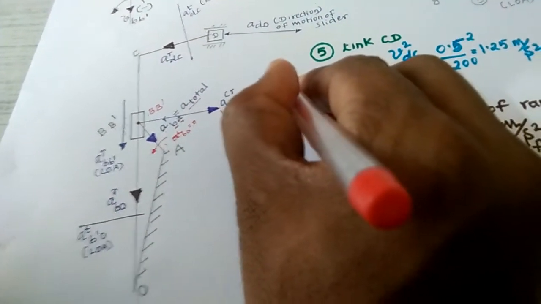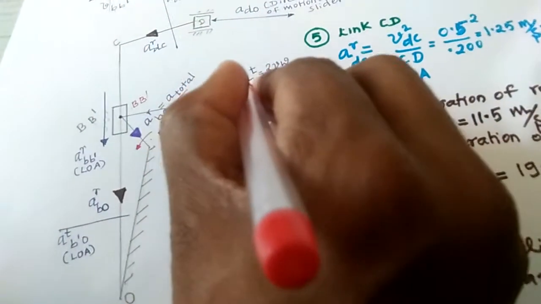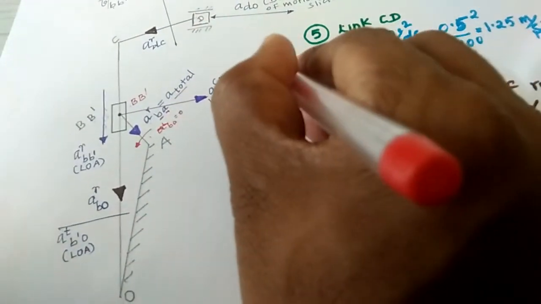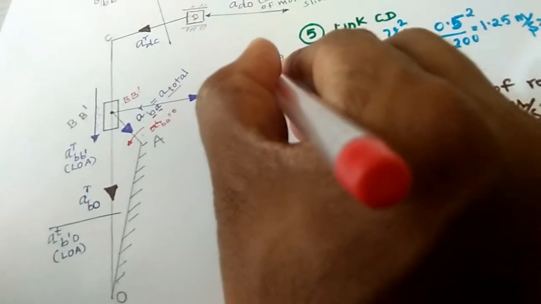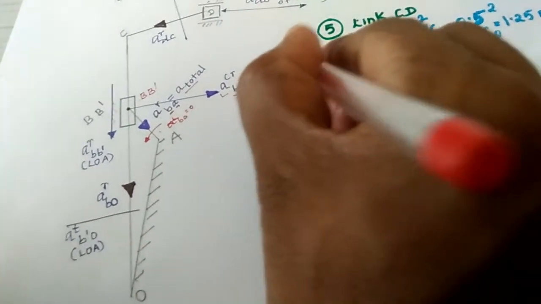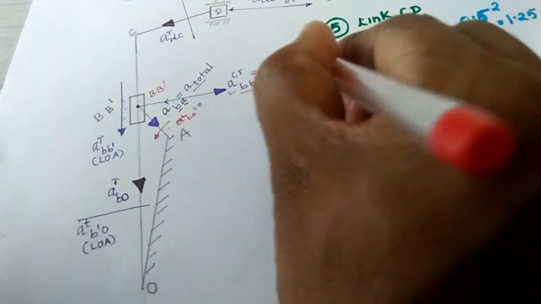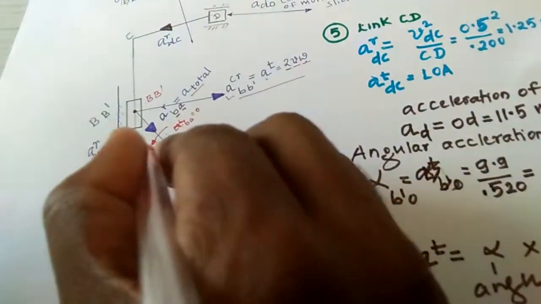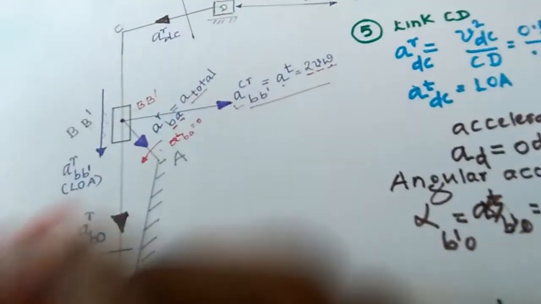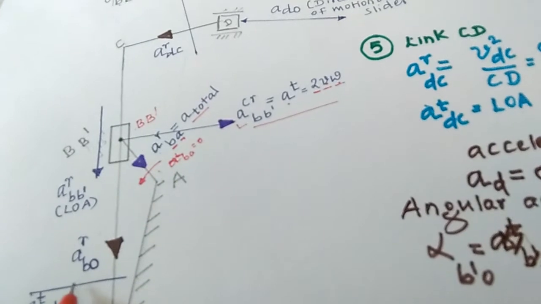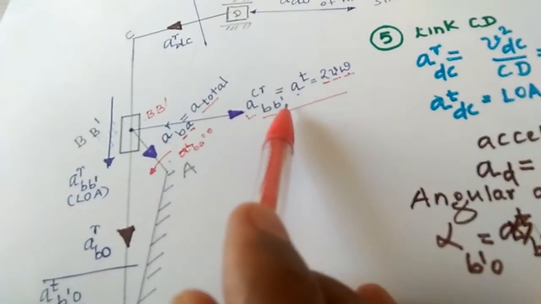When you go for the Coriolis component, it is exactly the same as a tangential component only. But the magnitude comes from the formula 2 into V into omega. V is the velocity of the slider, and omega is the angular velocity of that specific link. Once again, this is what I have taken as the Coriolis component.